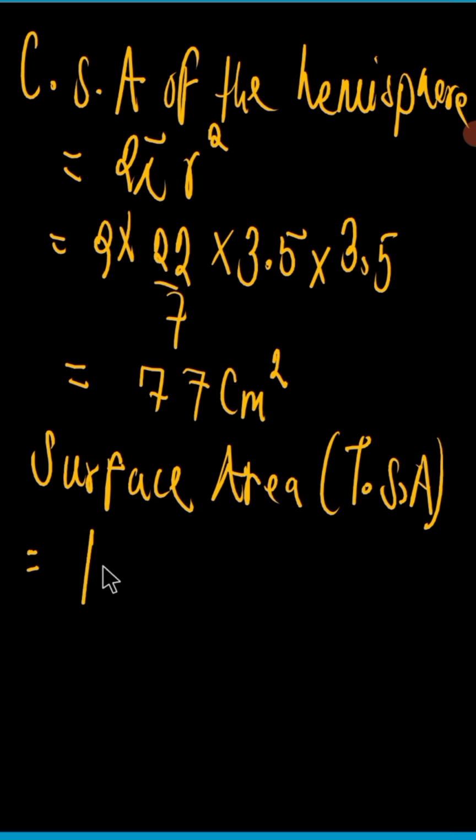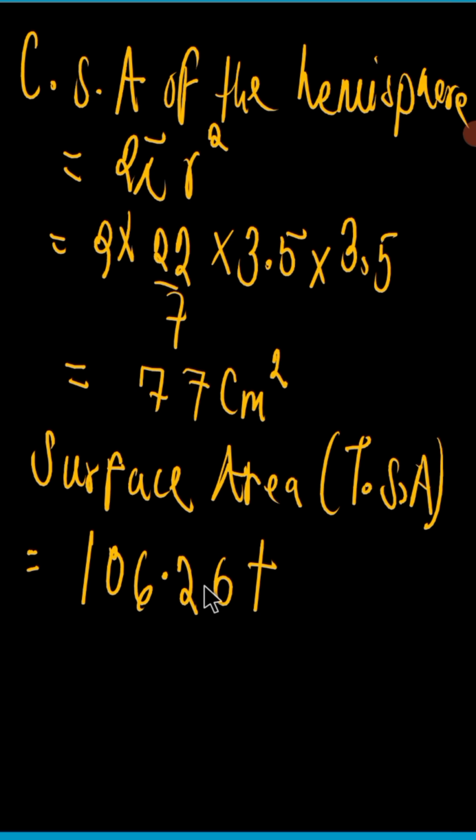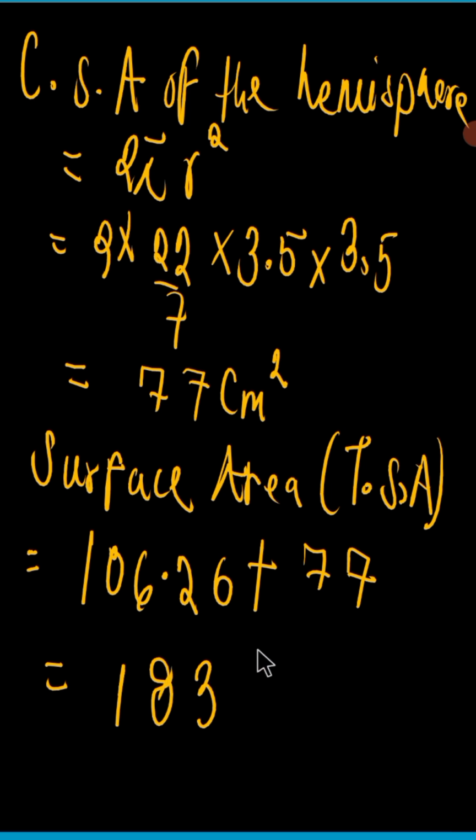That is 106.26. I hope I'm correct. Let me confirm. Let's go back. Okay, 106.26. Good. So this should be 106.26 plus 77, which is the curved surface area of the hemisphere. So when we add everything, we'll be having 183.26 centimeter squared.